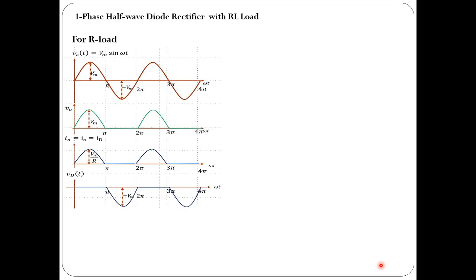In case of R load, we know that the diode conducts from 0 to pi only, right? During the time when the diode is conducting, the voltage across the diode is equal to 0. So the source voltage would appear across the load, right? And the diode voltage would be 0, right?